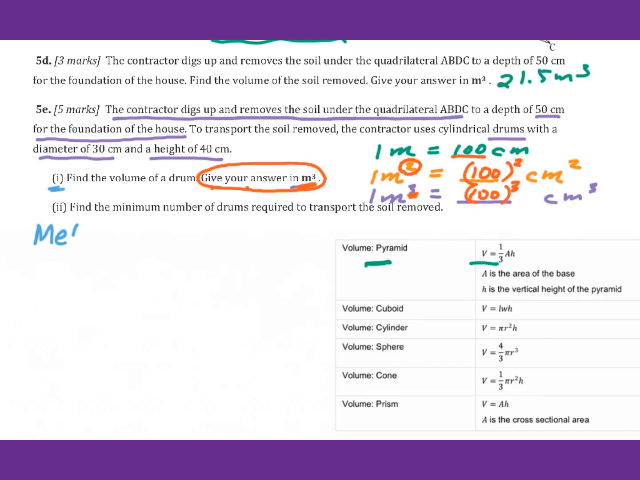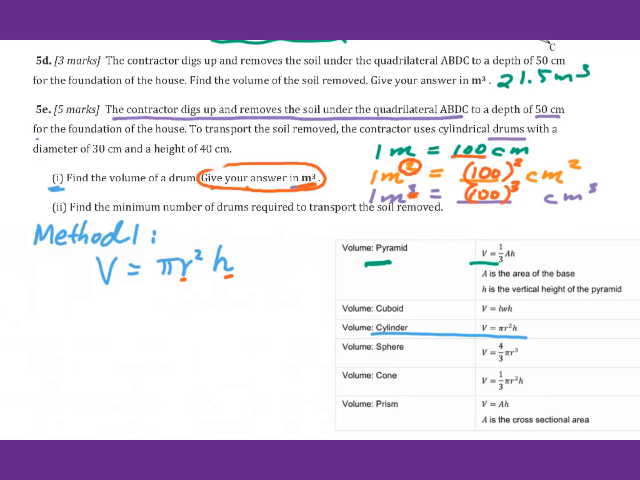Method 1. Before you do the multiplication, or before you work on this volume of a cylinder that is given to you, pi r squared times height, you change this radius and height into meters first.